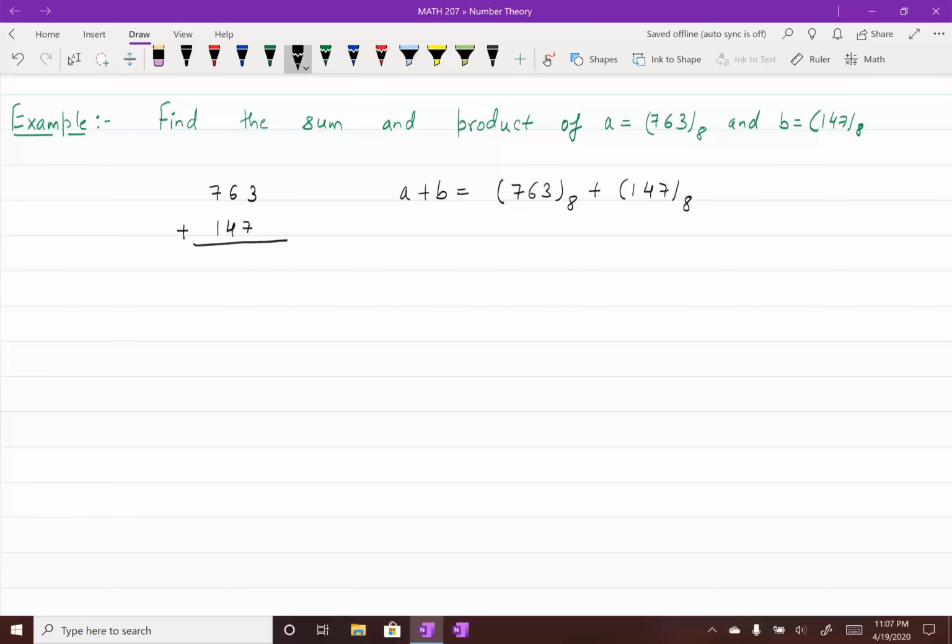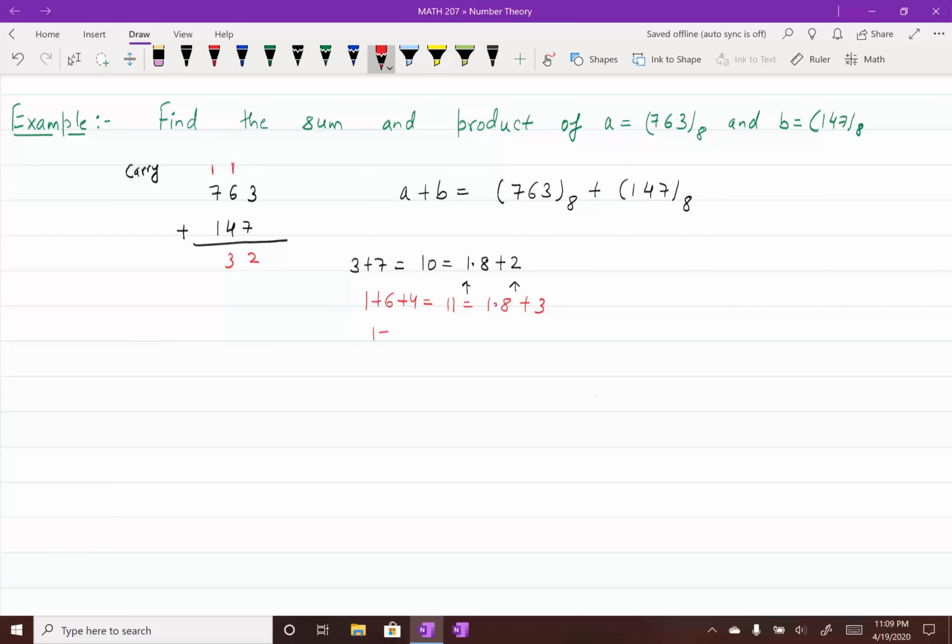So the rightmost entries here are 3 and 7. First we're going to add 3 plus 7, which is equal to 10. 10 you can write as 1 times 8 plus 2. So the quotient here is 1 and the remainder here is 2. So you're going to write the remainder 2 here and you're going to take the 1 as a carry for the next step. Next we are adding 1 plus 6 plus 4, which is equal to 11. 11 you can write as 1 times 8 plus 3. So this time I have a remainder 3 and my quotient is 1, so my carry for the next step is going to be 1.